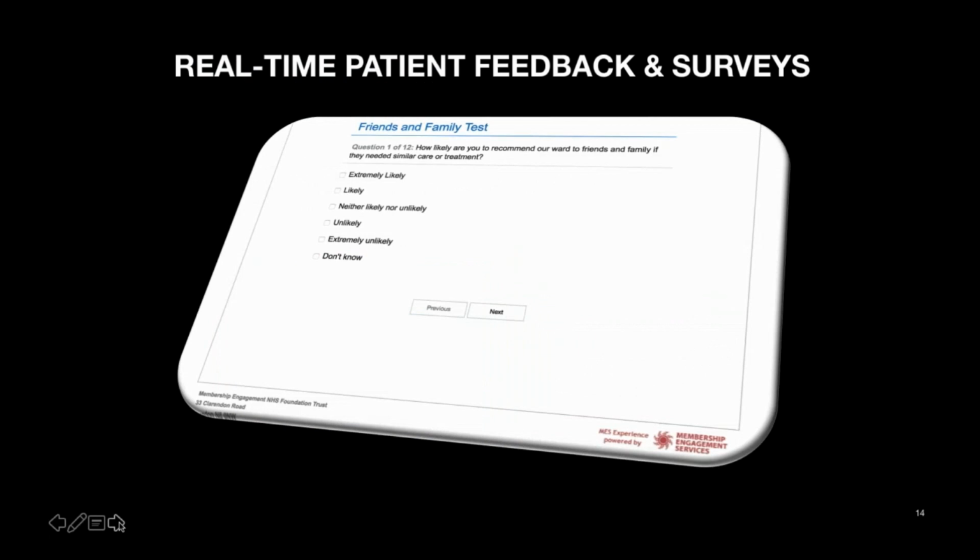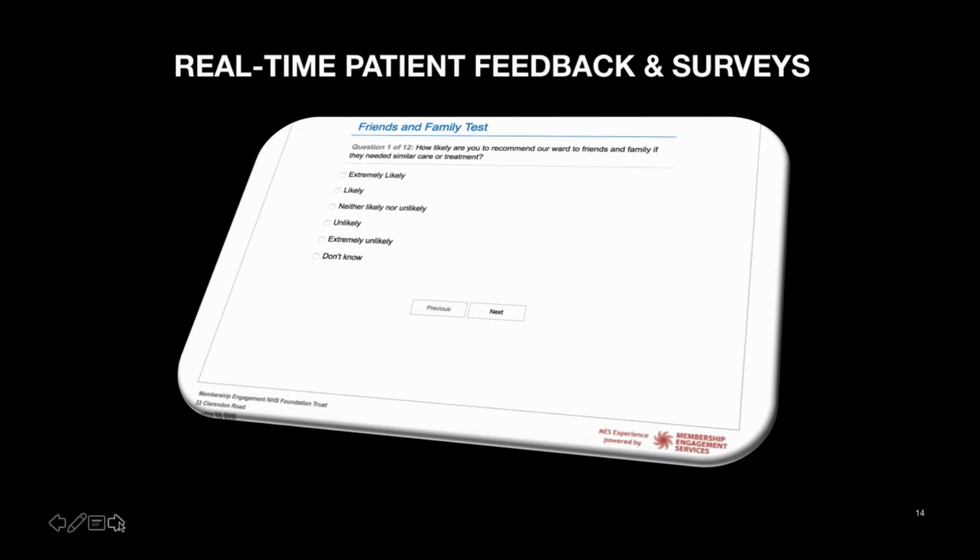But one of the things that's really important is the importance of having the key question, right? And this key metric is dependent on the questions that you ask. So the Net Promoter Score recommendation question is often: how likely are you to recommend our ward or clinic or hospital to your family or friends? And that has been a question used to determine the Net Promoter Score.